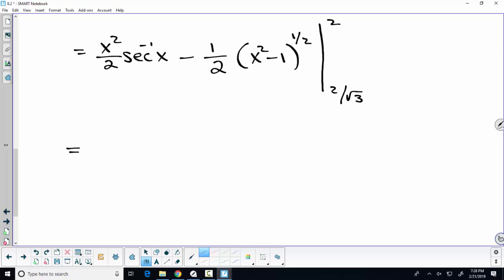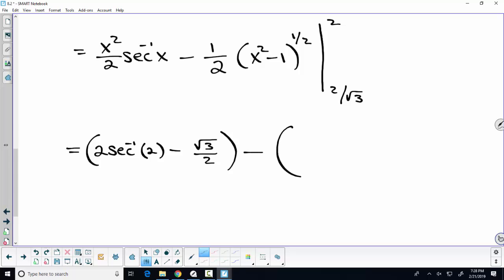Okay, f of 2, we have 4 over 2. Inverse is secant of 2. We have 2 squared, 4 minus 1, 3 to the 1/2, 3 over 2. F of b minus f of a. So 2 root 3 squared, that's 4 over 3 times 2, that's 4 over 6.